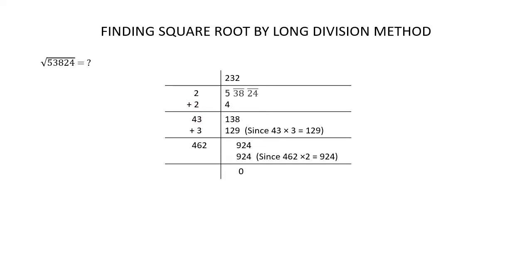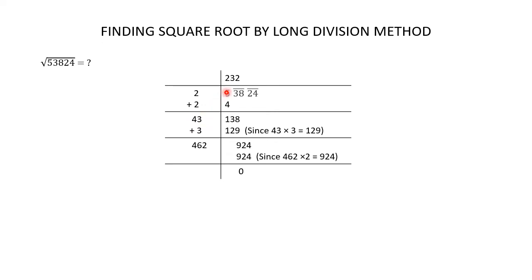Now you have to write a number next to 4 such that the number written next to 4 is written in the quotient place also. And when you multiply this divisor with the number written in the quotient place, you have to get a number that is either 138 or less than 138. So if you write 3 next to 4, you will get 43. Write 3 in the quotient place also.